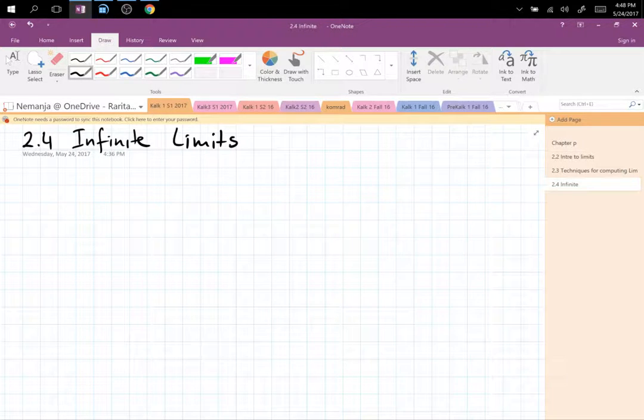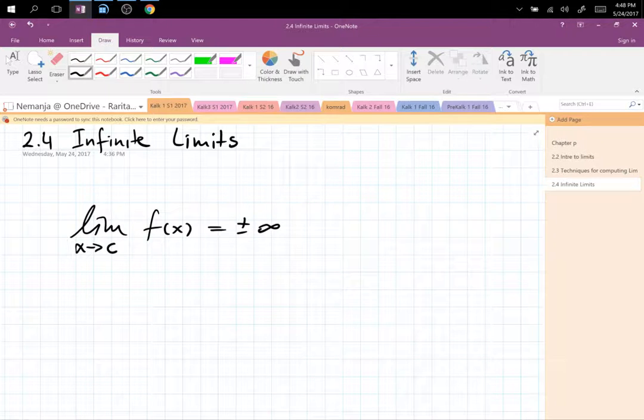So infinite limits. When we're talking about infinite limits, we are looking at the limit where x goes to some finite number c, a, of a function, and we are looking for the answer to be either positive or negative infinity. So this is what we are looking for.